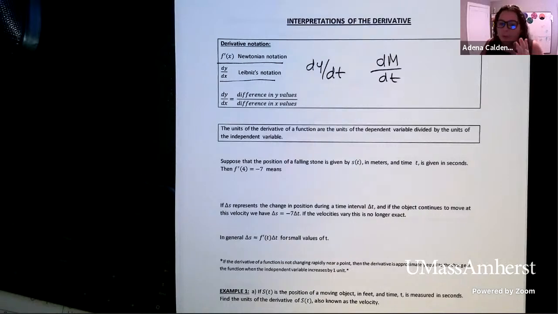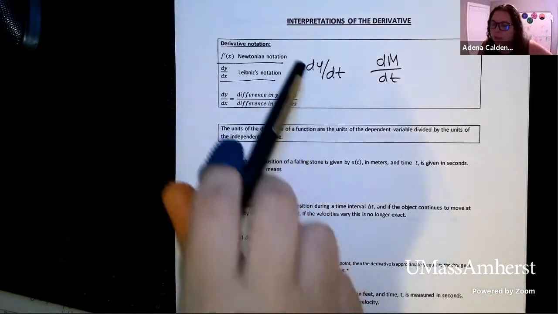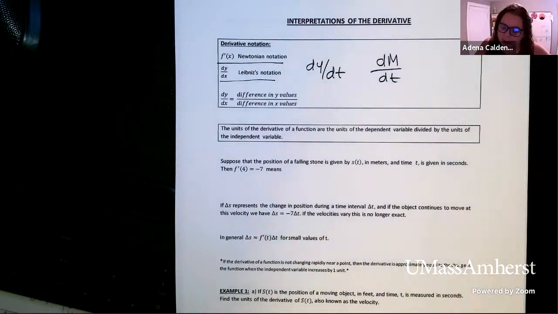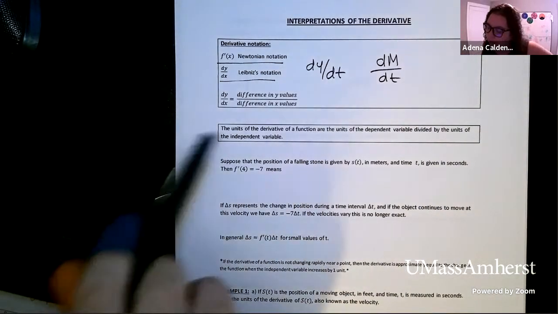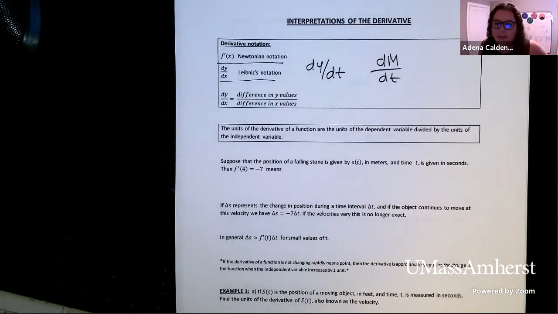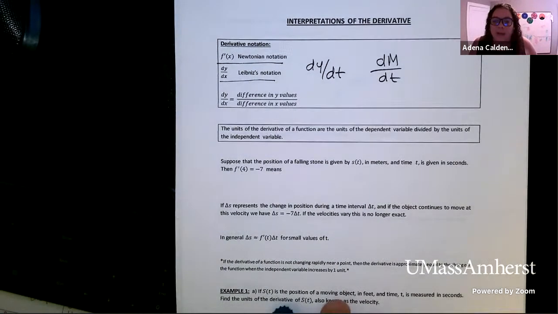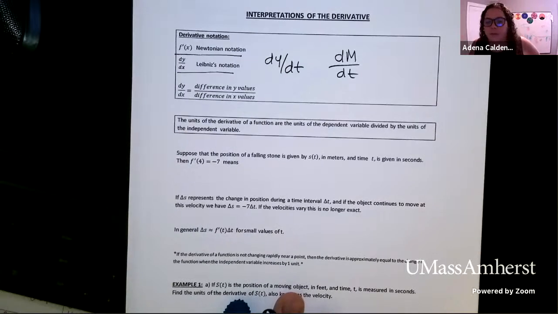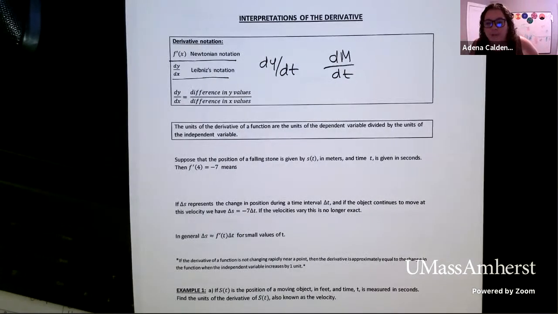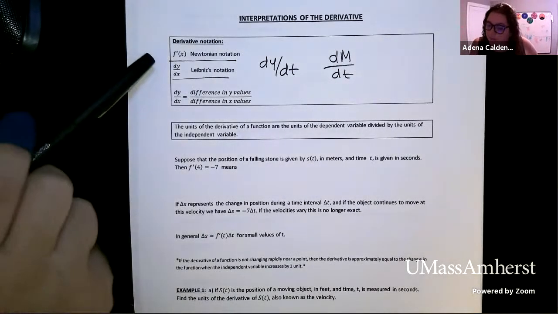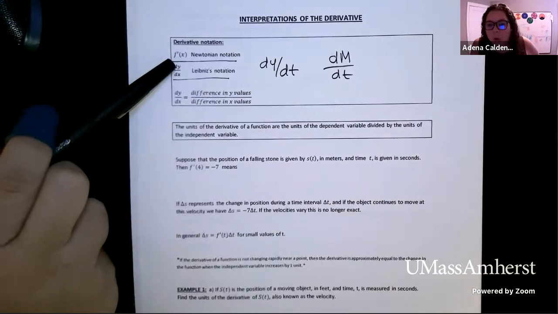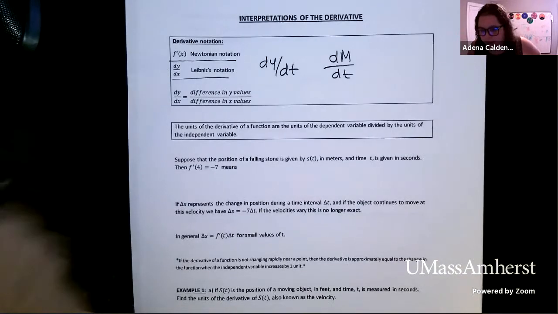One of the ways we think about this ratio is that we can link it directly back to our average rate of change. We're thinking about the difference in the y values and how those change as we change the x values, and our units match up the same way. Okay, so what does that mean? That means when we take the derivative of a function, the units of the derivative are going to be the units of the dependent variable over the units of the independent variable.